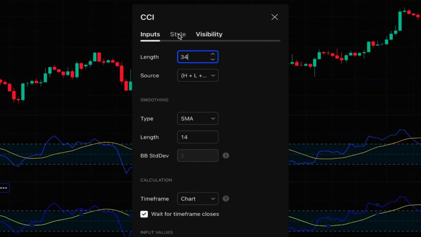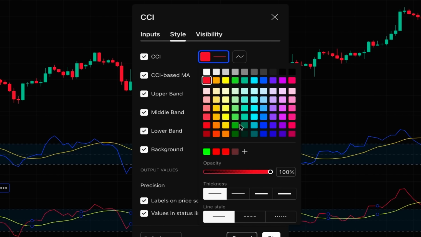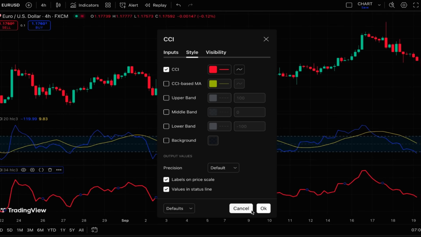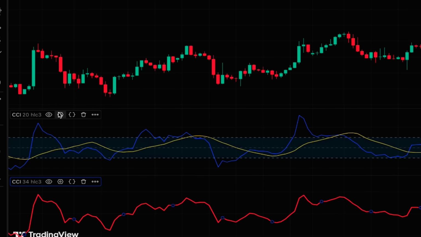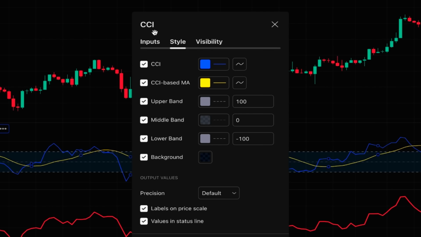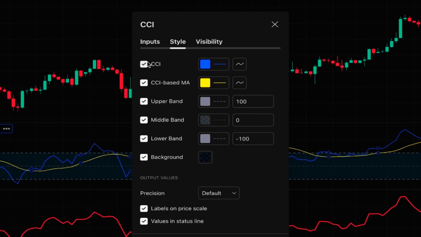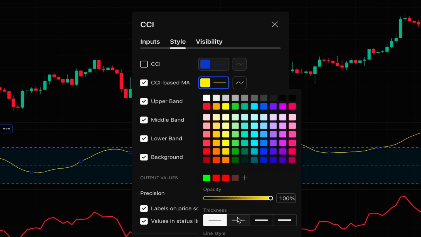And then here in the style tab, for the CCI line, we change the color to red and we also increase the thickness. And after that, we remove everything else that we have here. Alright, we're done with the settings of this CCI, and for the second CCI, we go to the settings of the indicator, and first in the inputs tab, for the length, we set it at 100, and then in the style tab, we remove the CCI line because we will use the CCI moving average line. For this line, we also increase the thickness.